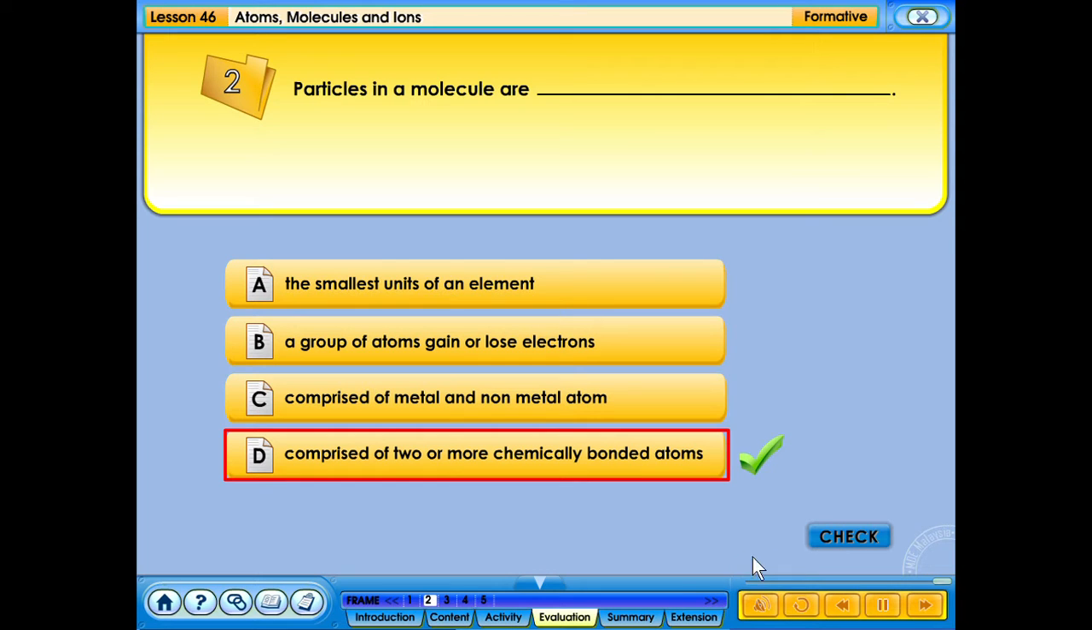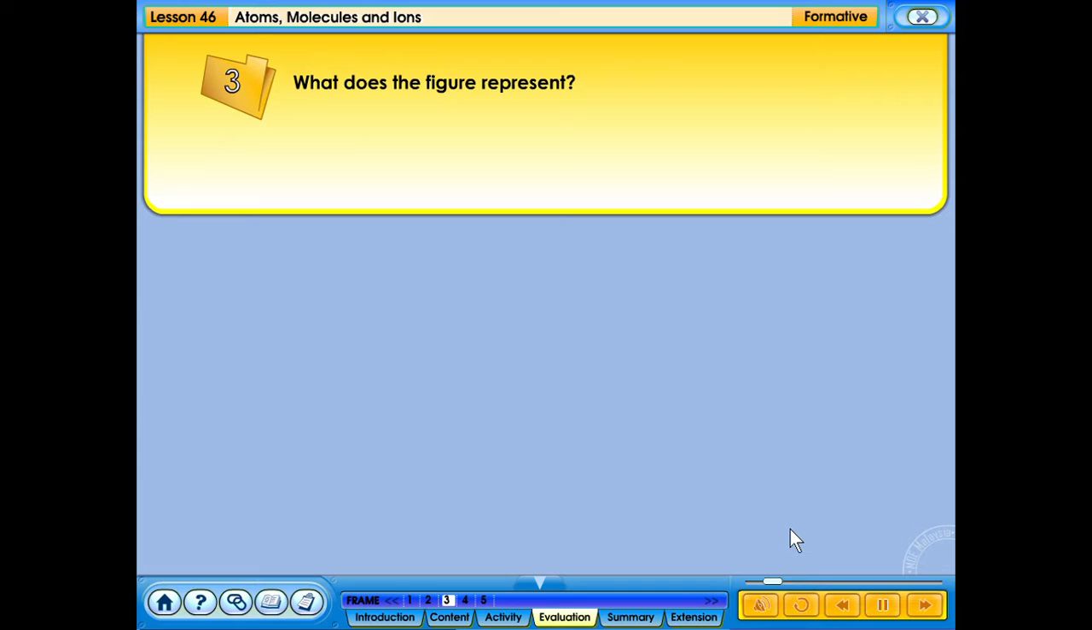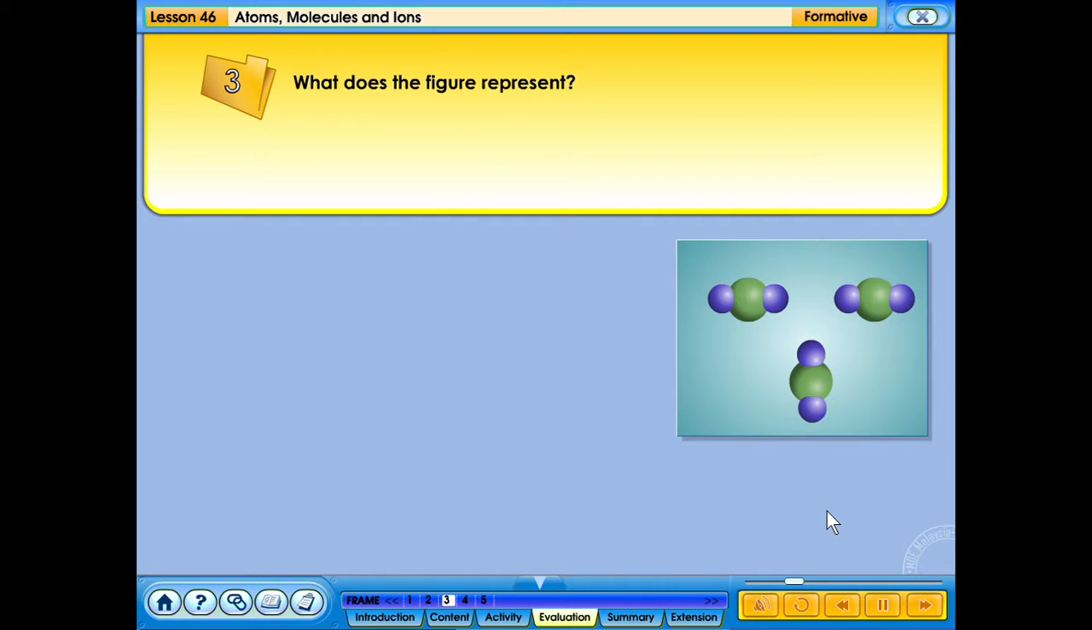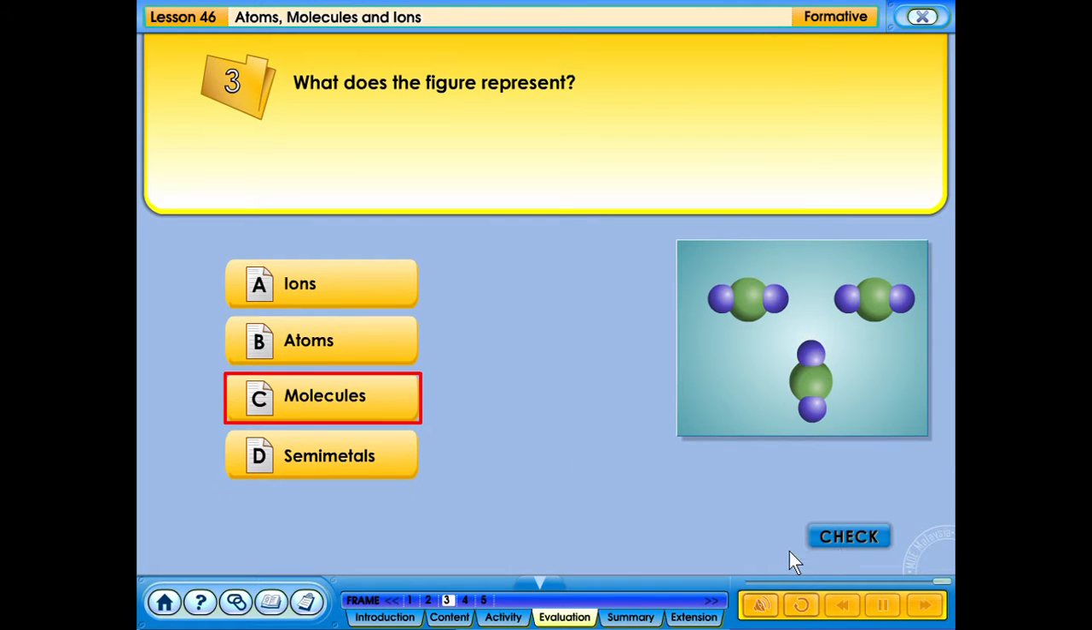Your answer is correct. What does the figure represent? A. Ions, B. Atoms, C. Molecules, D. Semimetals. Your answer is correct.